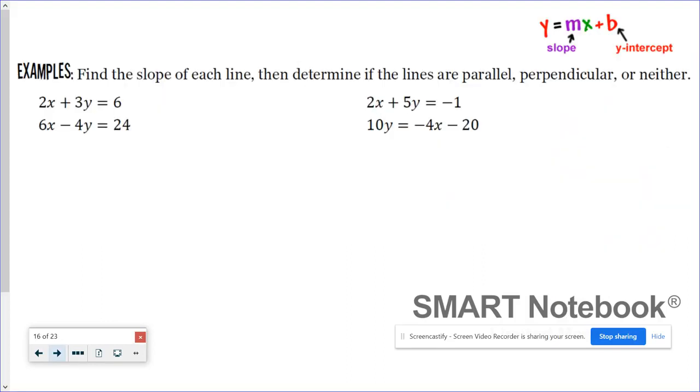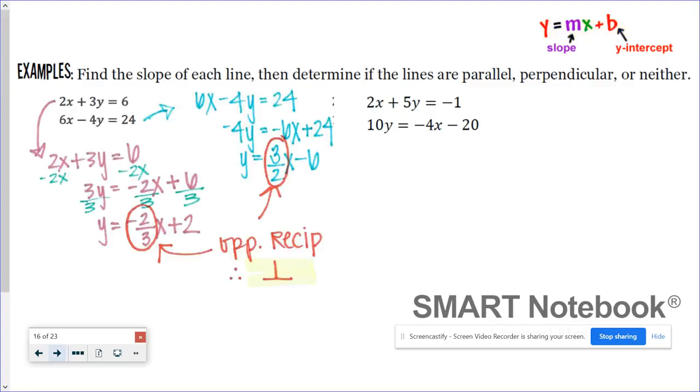So here I have two examples. Find the slope of each line, then determine if the lines are parallel, perpendicular, or neither. Well, in our first set of examples, we have 2x plus 3y = 6 and 6x minus 4y = 24. Unfortunately, neither one of those is written in slope-intercept form, so I can't easily and accurately identify what the slope is. So I'm going to have to rewrite each one of these in slope-intercept form. And so I've already done that work for us. You're welcome.